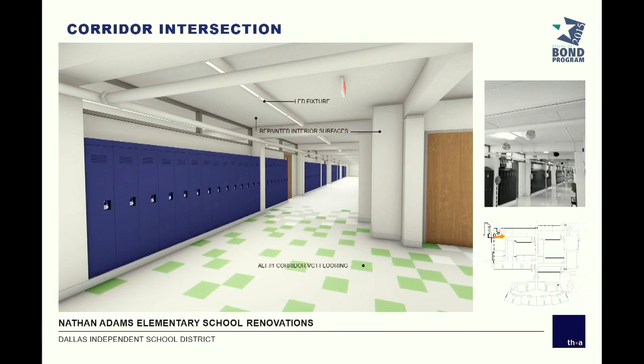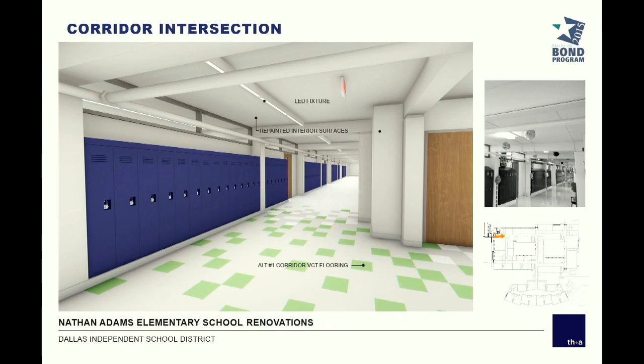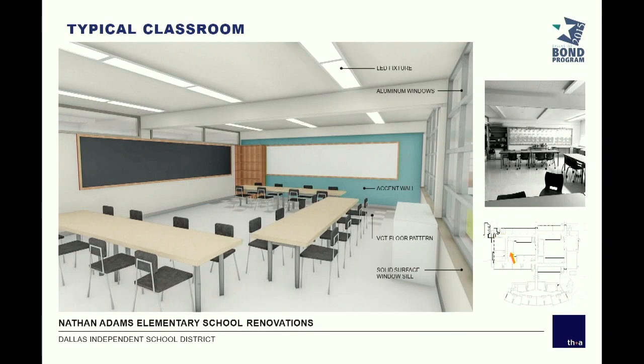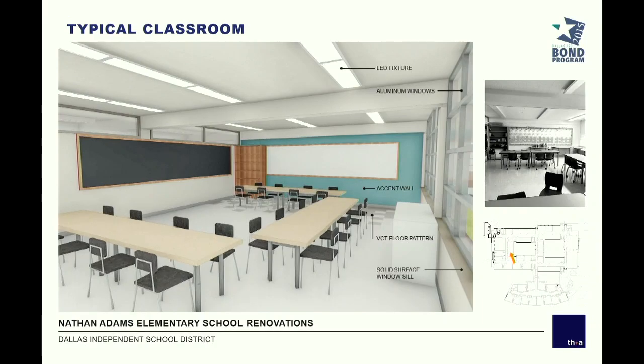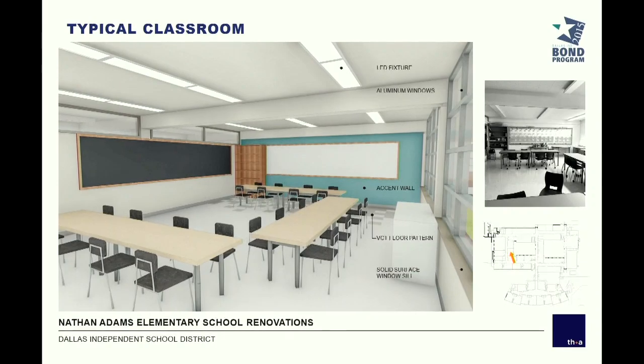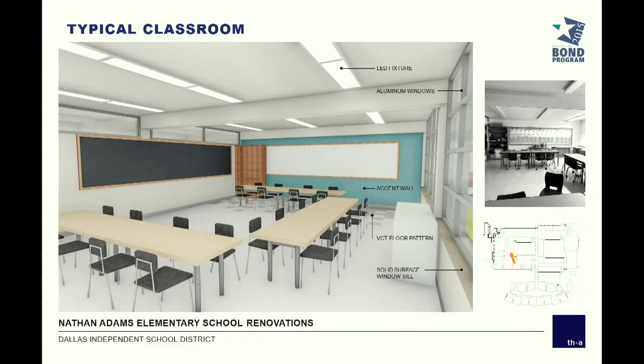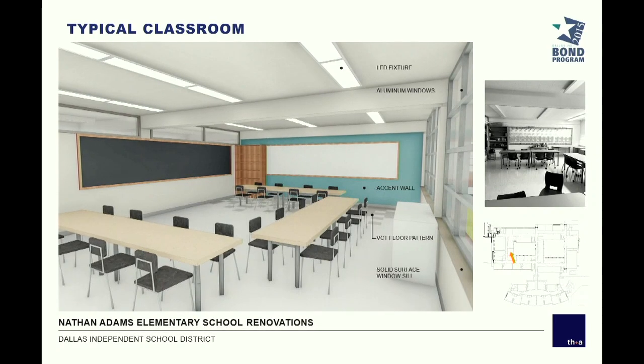And then, again, new LED fixtures, repainting all interior surfaces. And then a typical classroom, you see the new windows, new solid surface sill, all of that comes out as part of the project. When they're replaced, new windows will go in, new LED lighting in the facility. You see an accent wall that we are adding into the classroom, new VCT flooring. See a little bit of the color in the background, the darker kind of pixelation coming from that back wall.